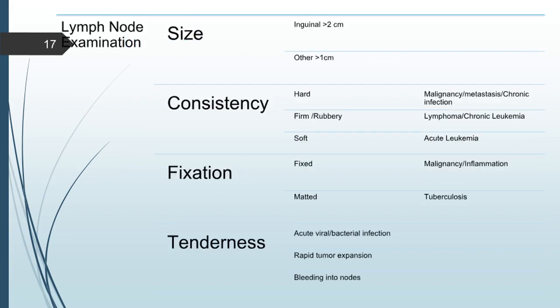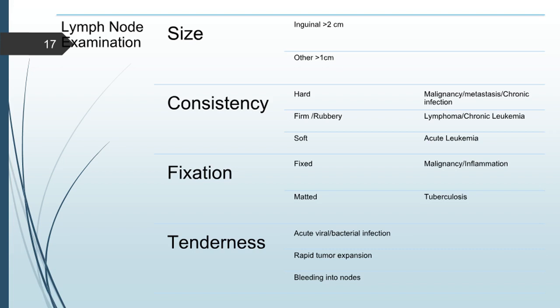Size of lymph node is significant if more than 2 cm diameter in the inguinal region and more than 1 cm in other regions. Consistency of lymph node may be soft, hard, firm or rubbery. Fixed lymph nodes are seen in malignancy and inflammation. Matted lymph nodes are described as a group of nodes that are conglomerated. They can be either due to benign diseases such as mycobacterial infection and sarcoidosis, or malignant disorders such as lymphoma and metastatic carcinoma.